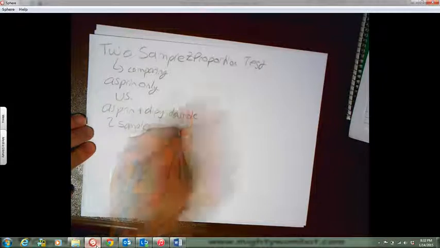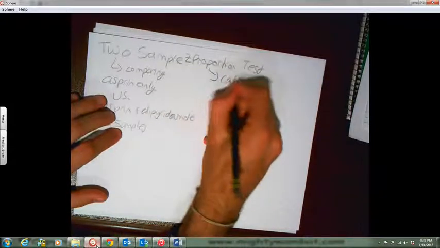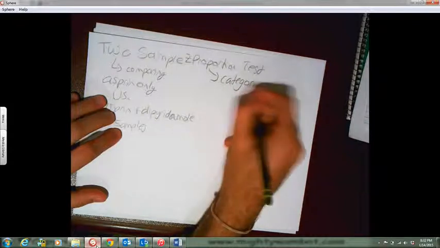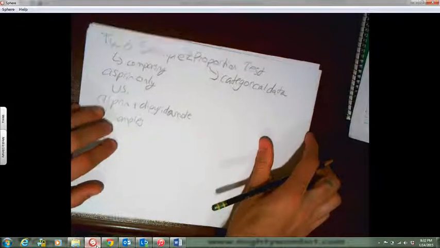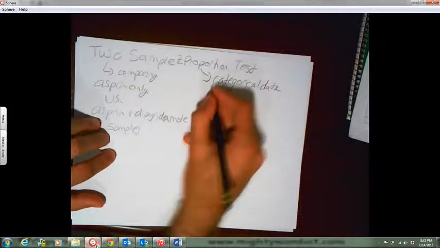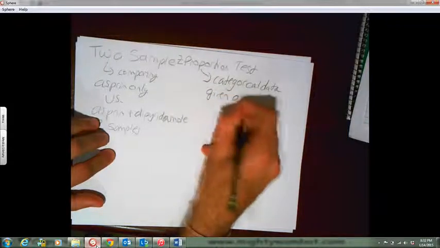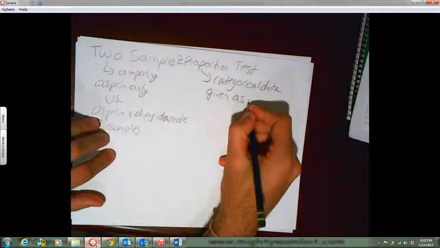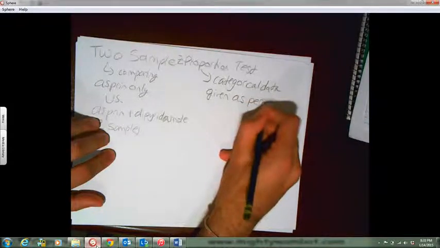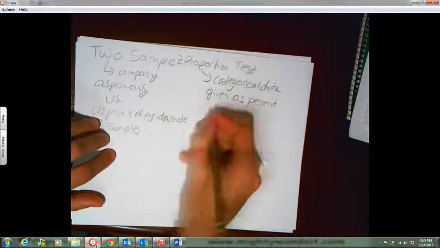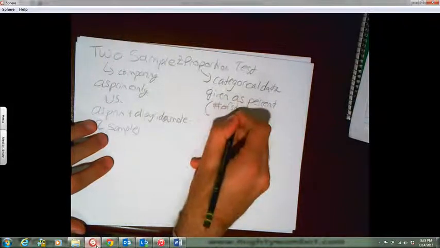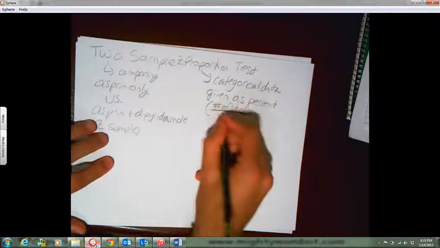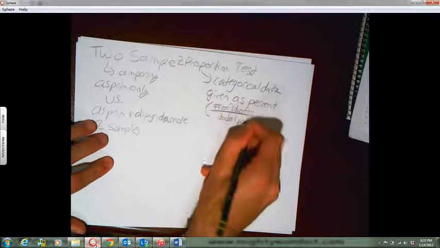And it's a proportion test because this is categorical data, given as a percent. And in parentheses, I'm just going to write how I'm going to calculate it, which will be the number of strokes divided by total patients.